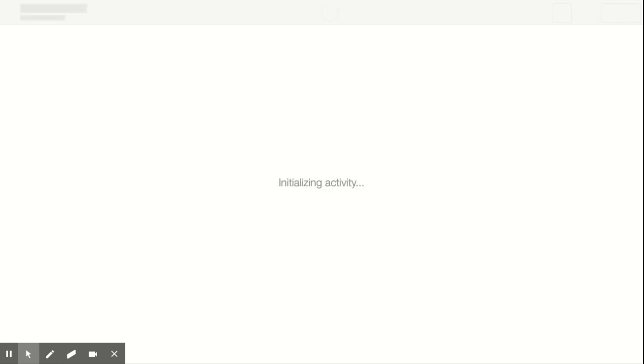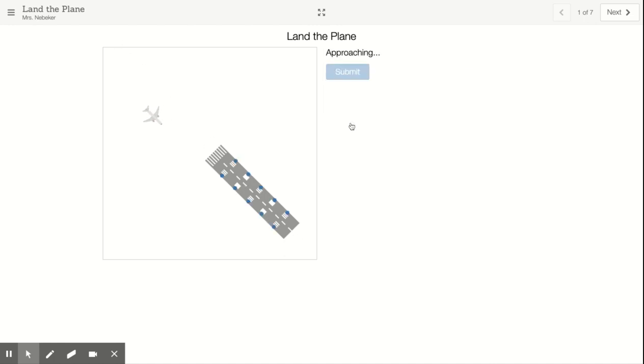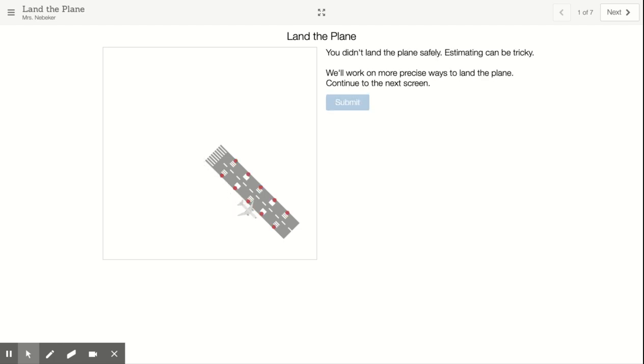All right. So this plane is introducing you to linear equations and slope-intercept form specifically. So here's my plane, and I need to land my plane on my runway. So I'm gonna just kind of guess where I think maybe the plane will land because I want it to land on this runway here. So then I guessed, and then oh no, all my people in my plane died. Well, that stinks. Okay, so we're gonna keep going.